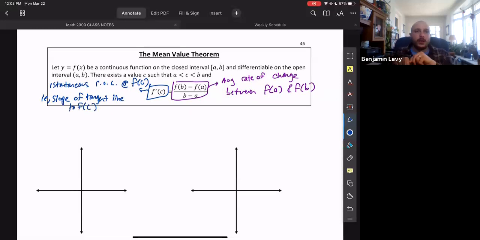Okay. And so what this is saying, I'll say it a couple times and then we'll probably write the words down as well, is that the average rate of change between the endpoints has to equal the instantaneous rate of change somewhere between the endpoints. And a picture is a really helpful thing in this case to look at. So let's do a couple pictures.